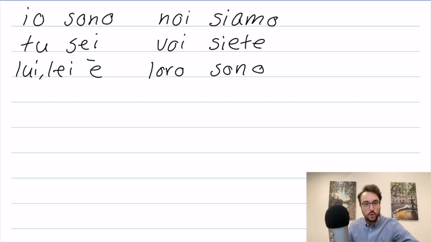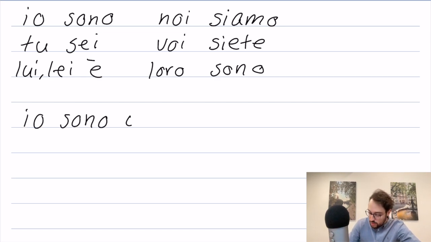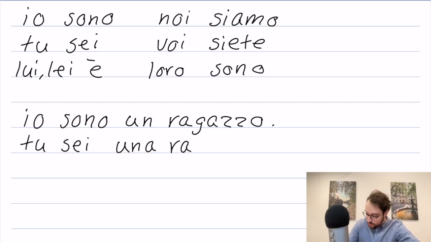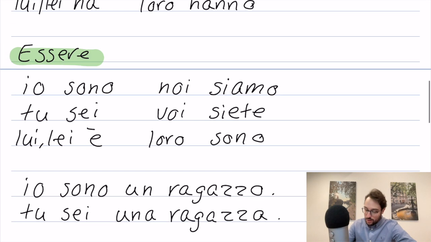I could say, io sono un ragazzo. And this would mean I am a boy. Tu sei una ragazza. Cool, right? So, yeah, right there, we're already able to start building sentences. It's pretty cool. All right.